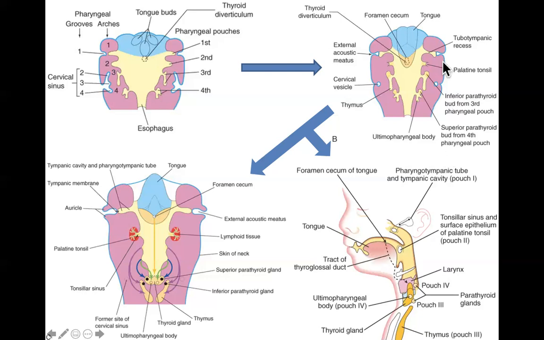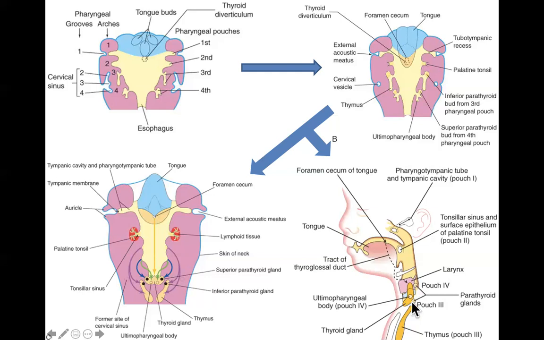Anyway, yeah, so that's about it for the third one. Now the fourth one also starts to form a top structure and a bottom structure. So the top part of the fourth pouch is going to become the superior parathyroid gland. It's going to pretty much stay where it's at and form that parathyroid gland. I guess it's going to migrate down a little bit according to the diagram, but it's not going to go very far. And it's going to become the superior parathyroid gland right here.